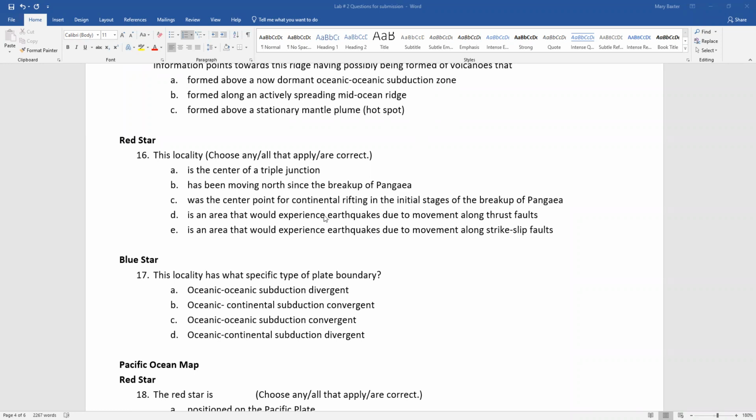Would it experience earthquakes due to thrust faults? Nope. There's no convergence, right? There's only divergence and side-to-side motion along a mid-ocean ridge.